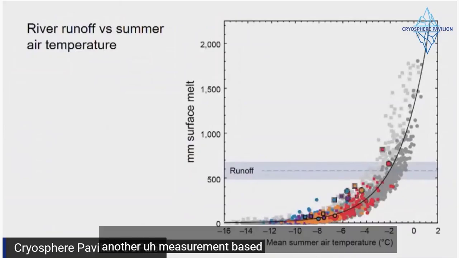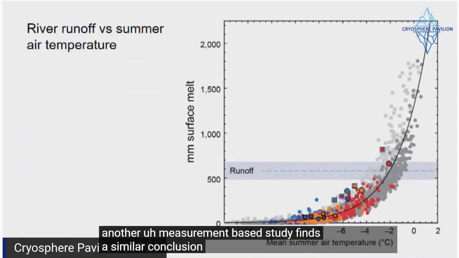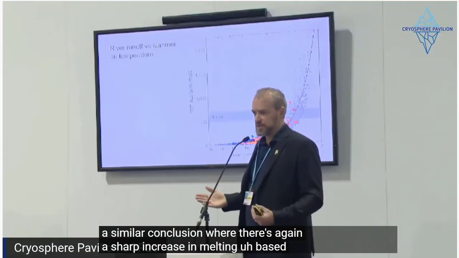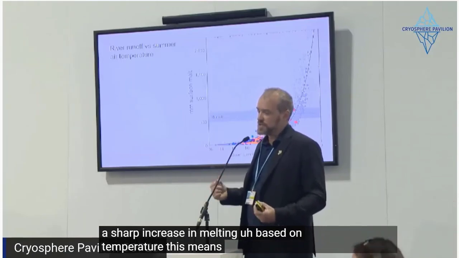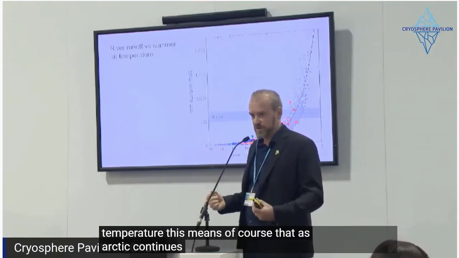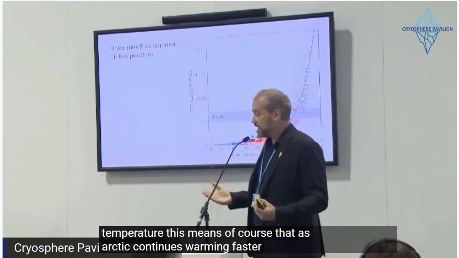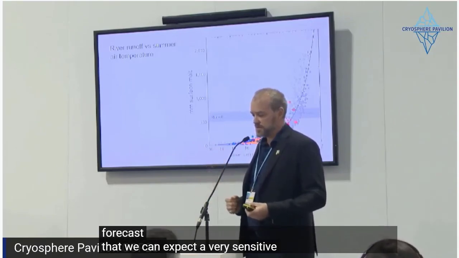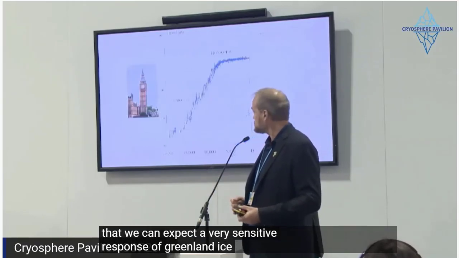Another measurement-based study finds a similar conclusion where there's, again, a sharp increase in melting based on temperature. This means, of course, that as the Arctic continues warming faster than forecast, we can expect a very sensitive response of Greenland ice.